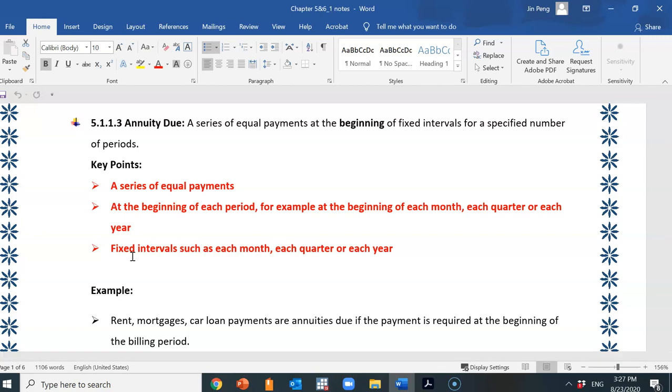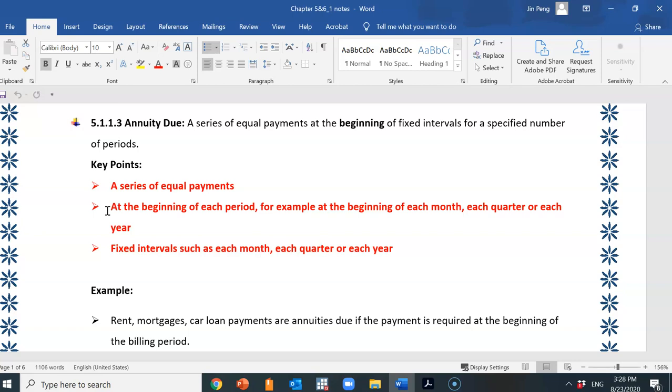Okay, but the only difference between ordinary annuity and annuity due is that annuity due occurs at the beginning of each period. For example, at the beginning of each month, each quarter, or each year. Whereas ordinary annuity occurs at the end of each period. So out of the 3 criteria, ordinary annuity and annuity due share 2, and the only difference between them is whether they occur at the end of each period or at the beginning. If it's at the end, it's ordinary annuity. If it's at the beginning, it's annuity due.